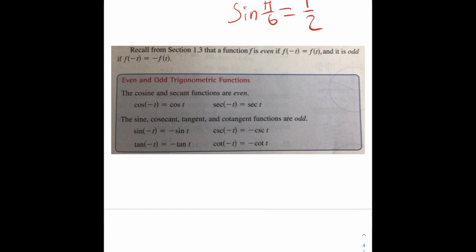So again, how can you test this? You can plug in a negative, and if you change the negative inside the parentheses and it comes out as a positive, that's even. If you change it on the inside and the whole answer comes out also negative or opposite, then that function is odd. So again, you may have to identify what these functions are.